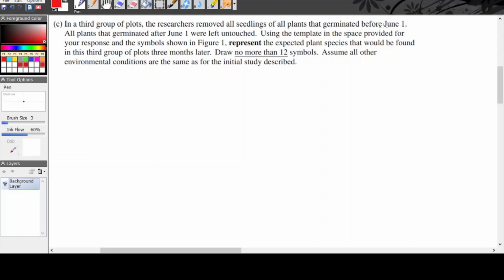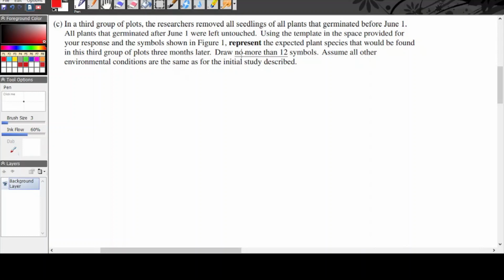Part C says, in a third group of plots, the researchers removed all seedlings of all plants that germinated before June 1. All plants that germinated after June 1 were left untouched. Using the template in the space provided for your response and the symbols shown, represent expected plant species that would be found 3 months later. Draw no more than 12 symbols and assume all other environmental conditions are the same.